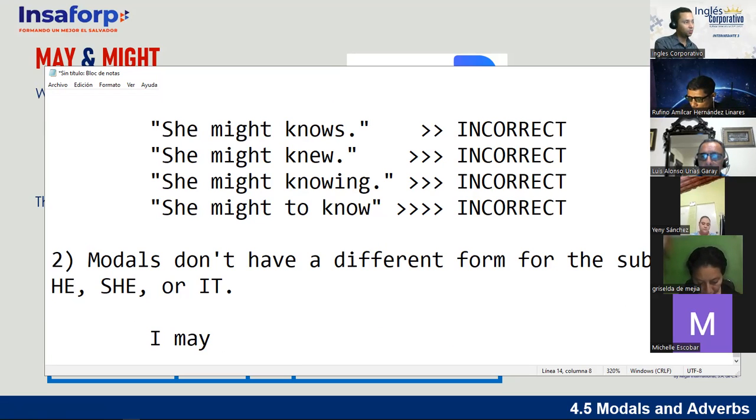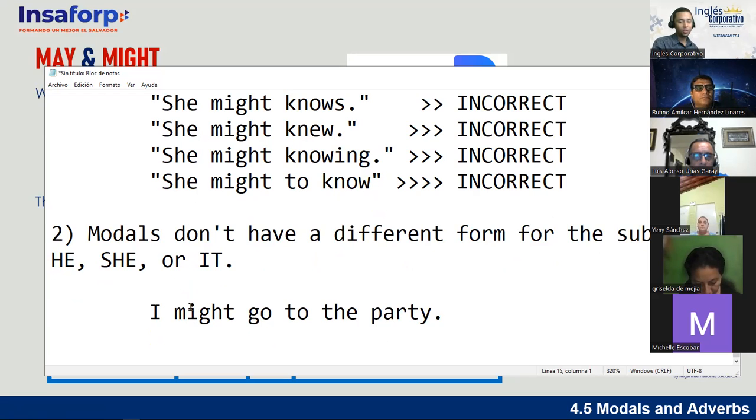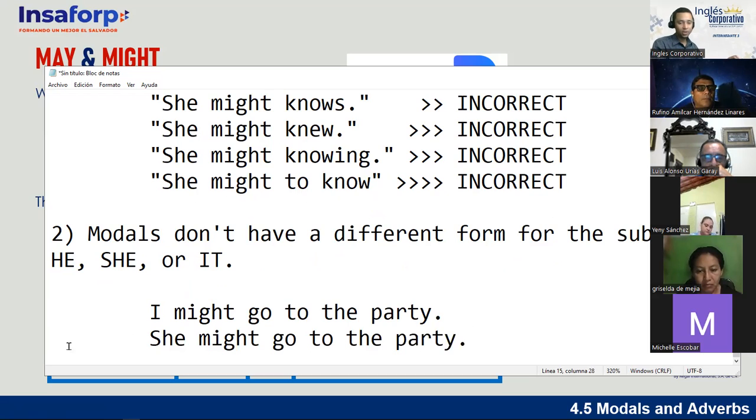For example, let me see, I might go to the party. Okay, that's good. You say, I might. He might go to the party. Yes, the same. Okay, might go, I might go, she might go. There is not, or there isn't, I'm sorry, a special form for the subjects he, she, or it.